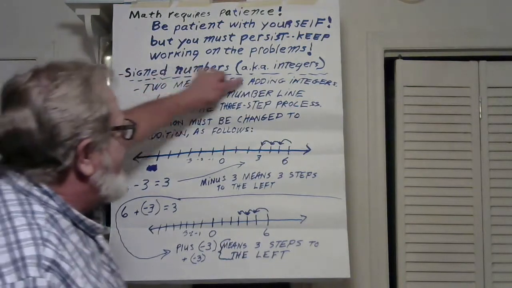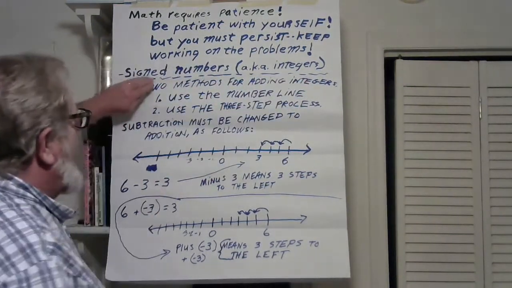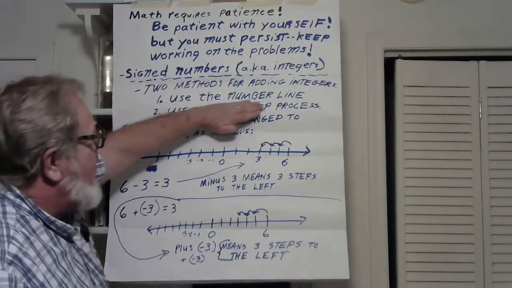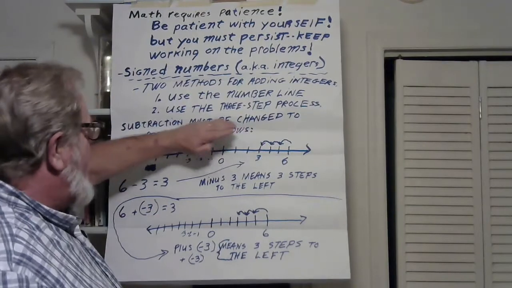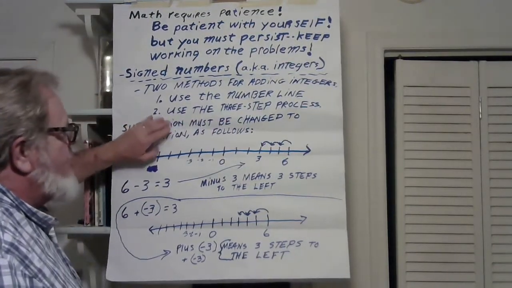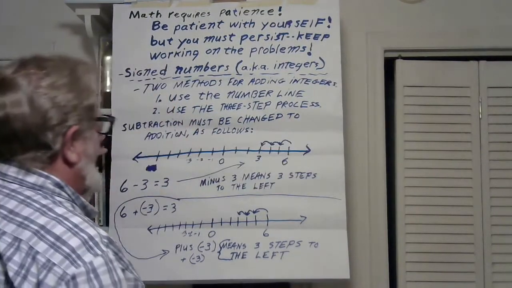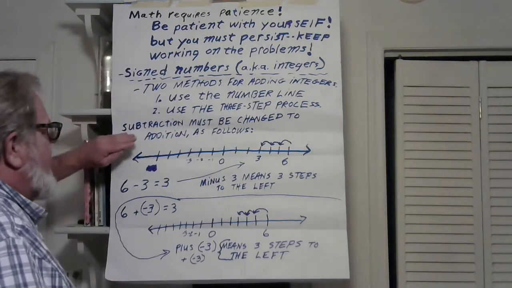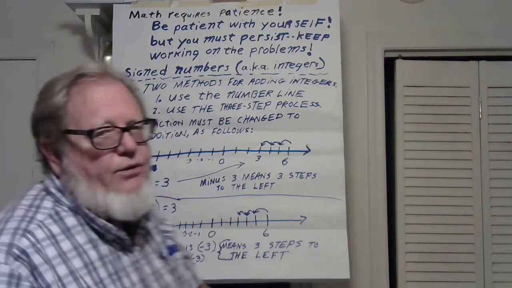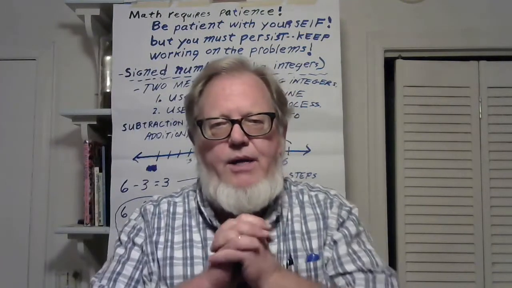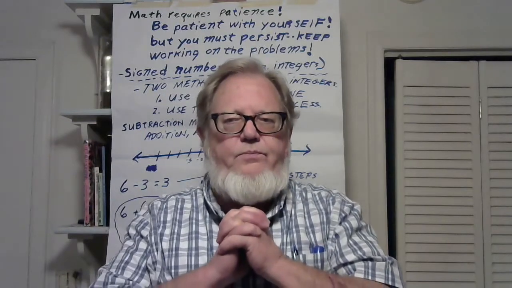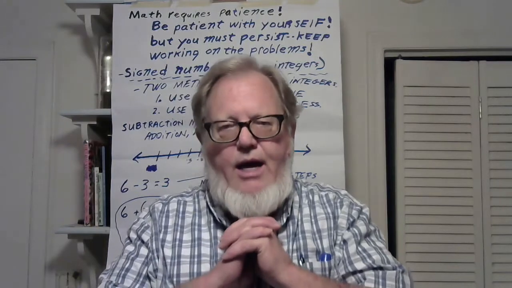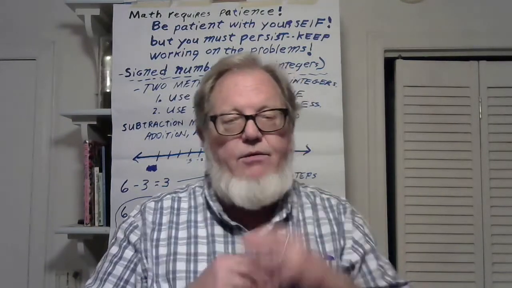There's two methods for adding integers, for adding signed numbers. You can use the number line, and that's the way we'll start. And then there's another method. When the number line is just too clumsy, then we use a three-step process. But the main thing is when we get to algebra, and a little bit of basic algebra will not kill you. When we get to algebra, you're not going to want to have minus signs lying around.